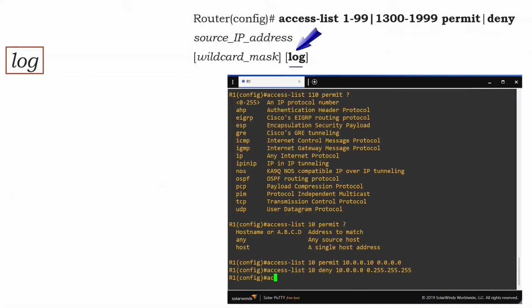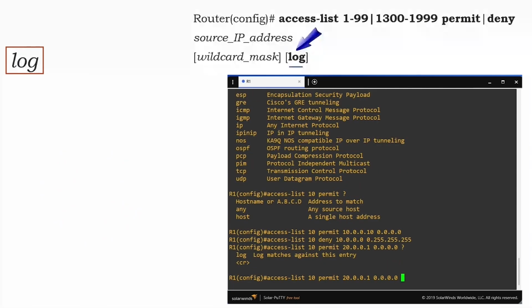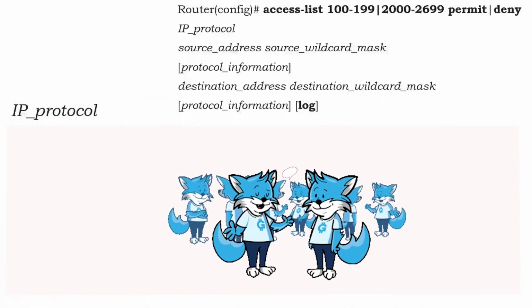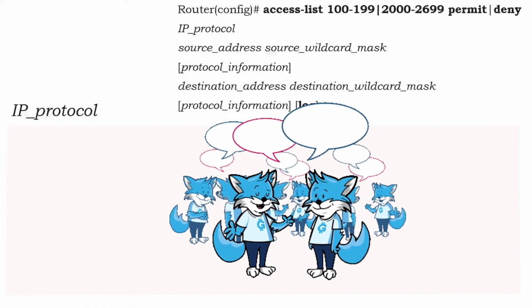Log. It is an optional parameter. If you specify this parameter, the router will print any match of this statement on the console port. By default, the router does not print log messages on a non-console connection. We have discussed the criteria of the standard access list.